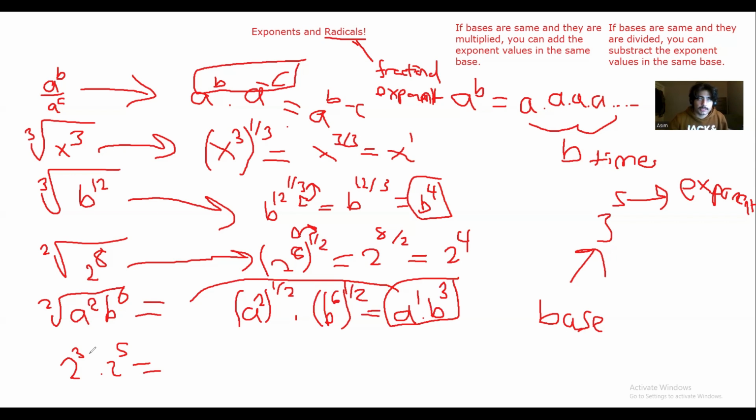Over here, this is a very simple question. If we are multiplying exponential expressions and we have the same base, all we can do is just add these exponents together. And we got 8. Yay!